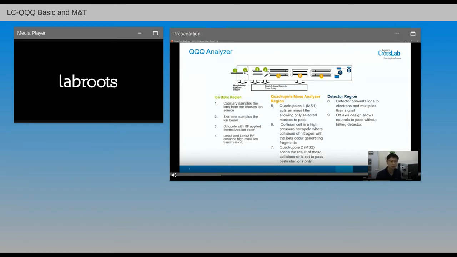Then of course, the orange region, we have the 5, 6, and 7. First, the vacuum is supported by the Edwards turbo pump. You have seen that in the earlier demo, which is just sitting right beside the first quad, the MS1 basically filter. Just now, as I mentioned, this is a high pressure hexapole, whereby your high purity N2, your nitrogen gas, is funneled in. And of course we have the last part, which is a detector, which multiplies the ions to get our signal.